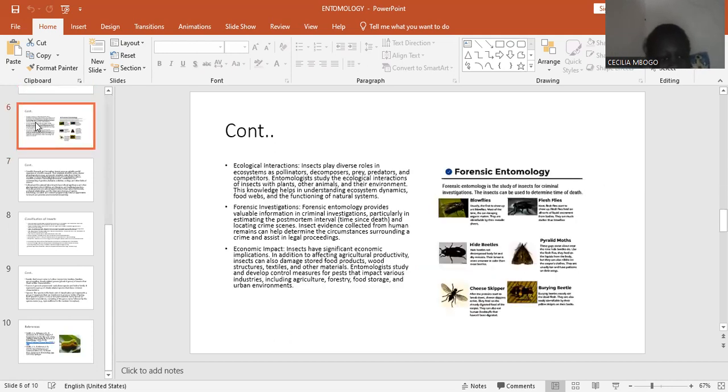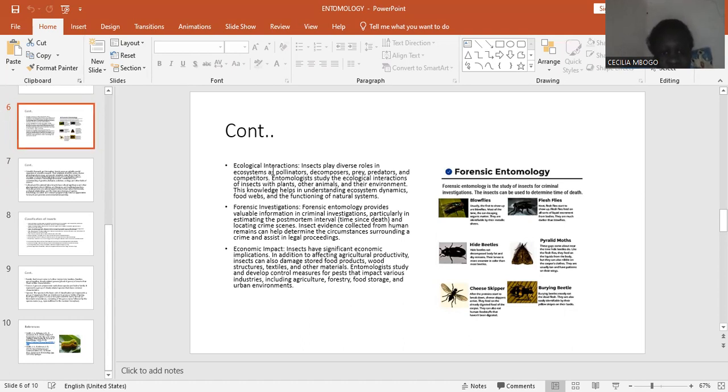We are still on the importance. Insects also play diverse roles in ecosystems as pollinators, decomposers, prey, predators, and competitors. Here we say entomology studies the ecological interactions of insects with plants, other animals, and their environment. This knowledge helps in understanding ecosystem dynamics, food webs, and the functioning of natural resources.